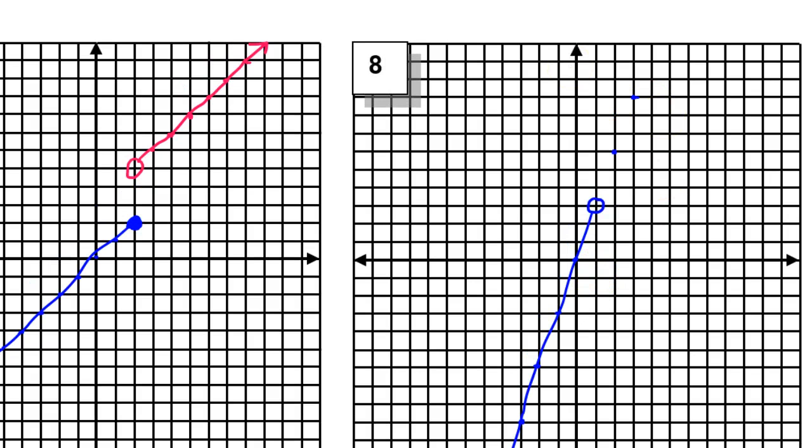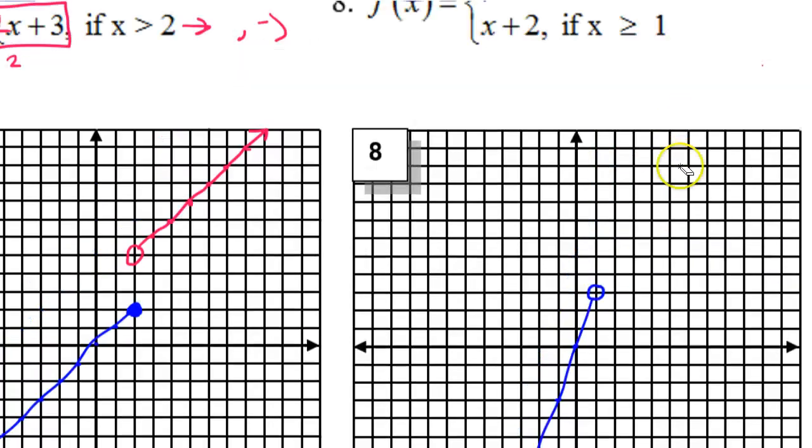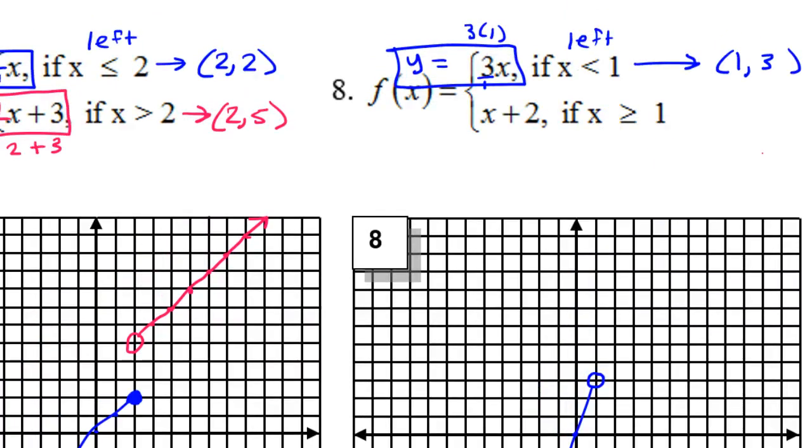Okay, and I'm just going to erase these extra points. And now let's go back and do the other piece of my piecewise function. Okay, so my other piece is going to be y equals x plus 2. Let's get that endpoint, 1 comma something. What's the y value going to be? Well, it's going to be 1 plus 2. So my y value is going to be 3. That's interesting because it's the same endpoint as I had before.